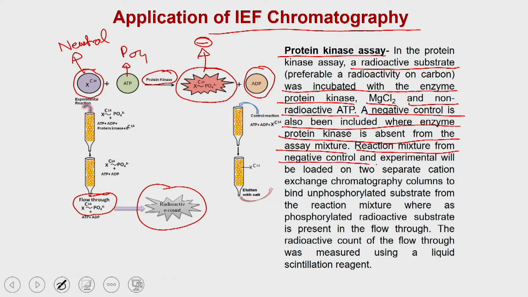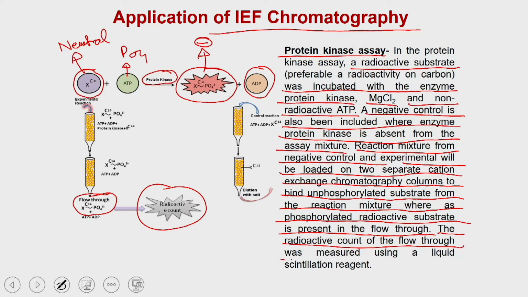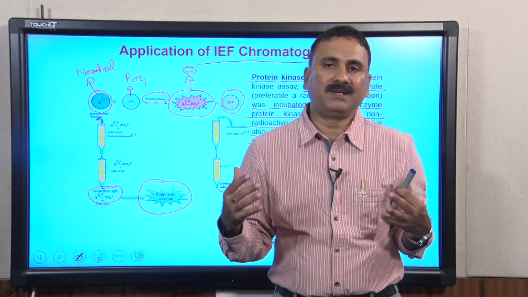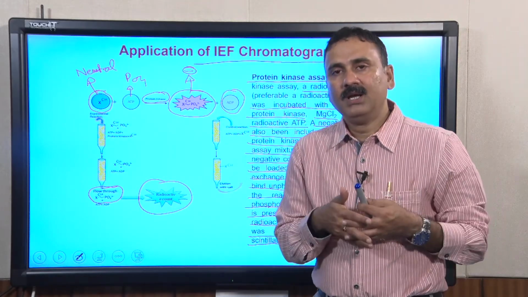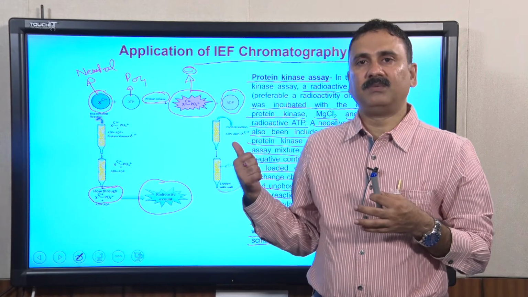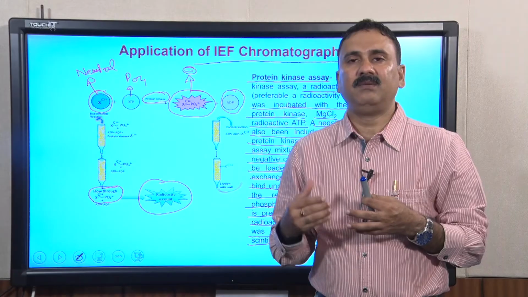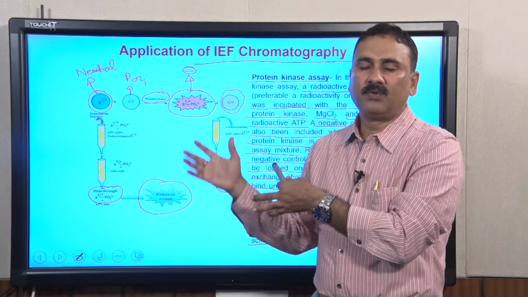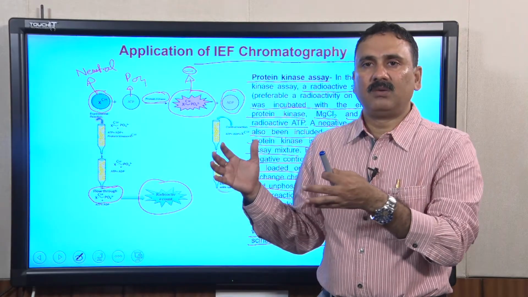The reaction mixtures from the negative control and the experimental sample will be loaded onto two separate cation exchange chromatography columns to bind the unphosphorylated substrate from the reaction mixture, whereas the phosphorylated radioactive substrate is present in the flow through. The radioactive count of the flow through was measured using a liquid scintillation reagent. So, this is just an example where you allow the modified substrate to flow through the column, and you can measure that modified substrate, and that is how you can correlate it with the activity of that particular protein kinase.